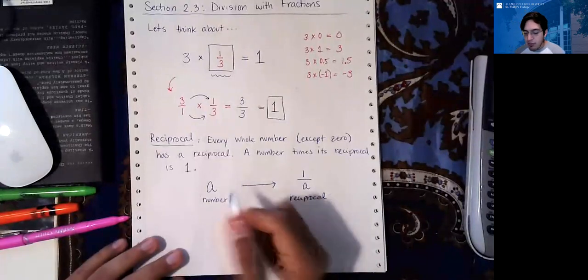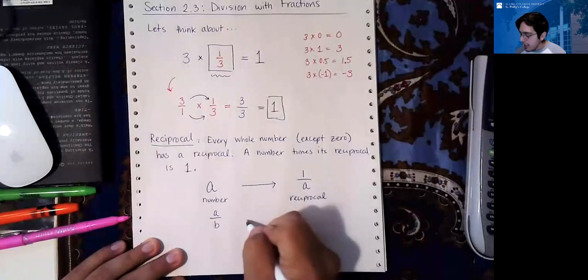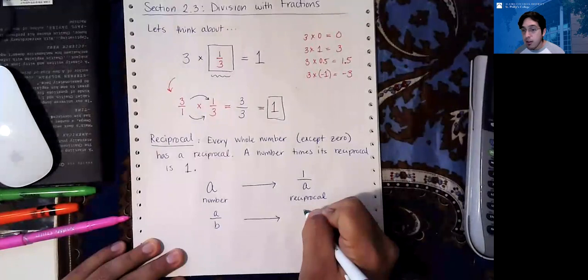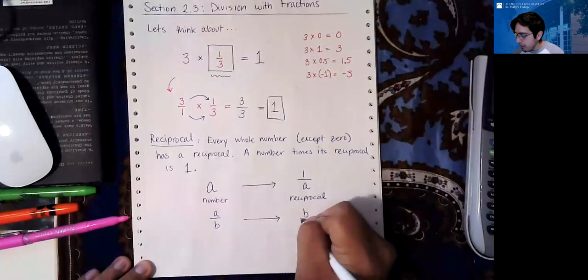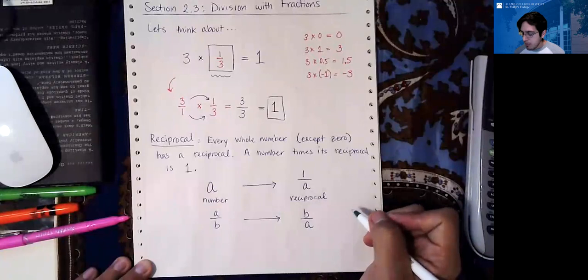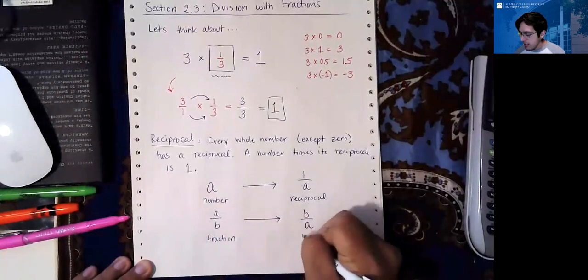Okay, but if we have a fraction, let's say a fraction like a over b, then its reciprocal is going to be the flip of that fraction. We're just going to flip the denominator and numerator, call that b over a. So if we have a fraction, then this is its reciprocal.